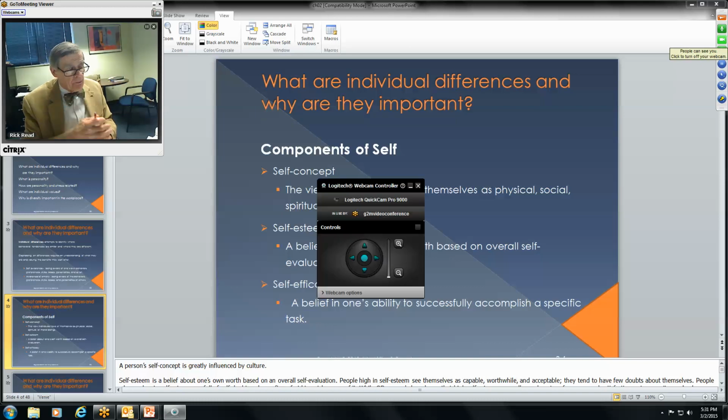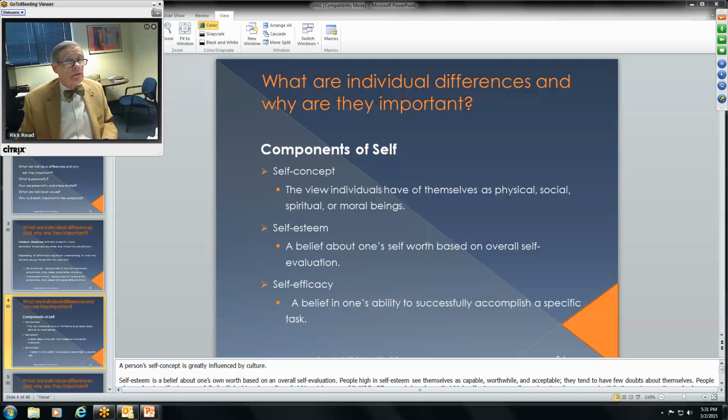I think that's the best way to look at this. And we talk about, obviously, physical makeup, social makeup, our spirituality, in some cases, our knowledge, our experiences, etc. And then self-esteem is how we feel about ourselves. Do we feel good about ourselves? Do we feel that, what's the best thing to say? I guess it's our self-worth, as the slide says.